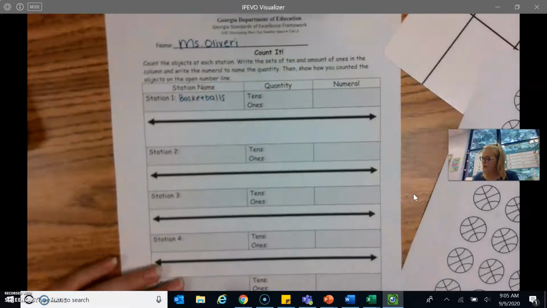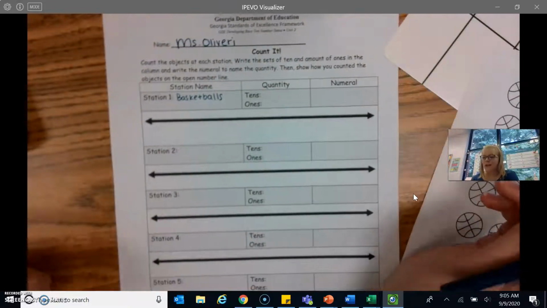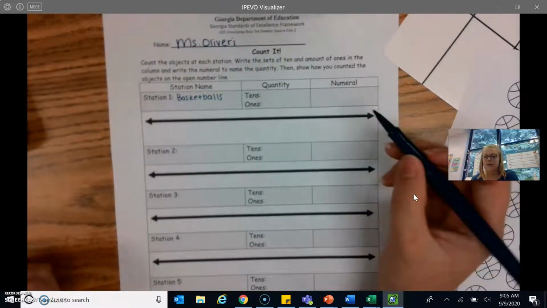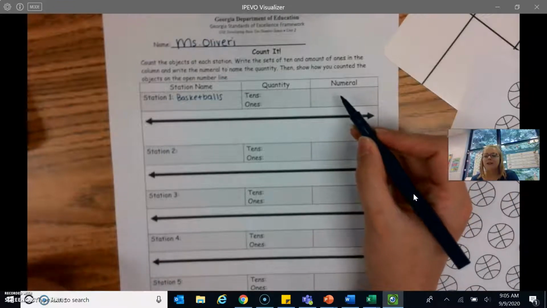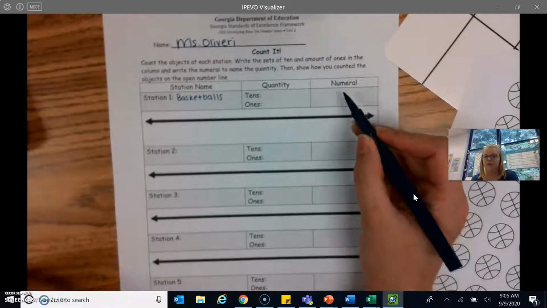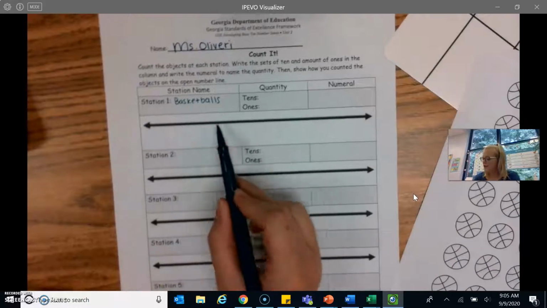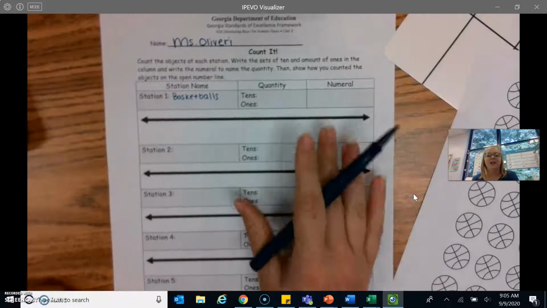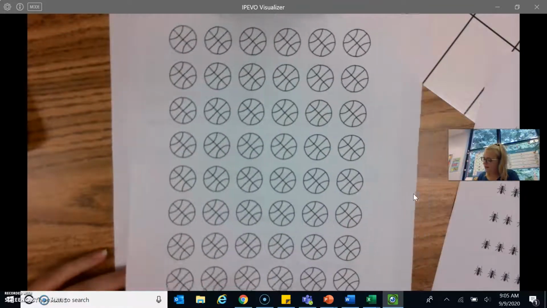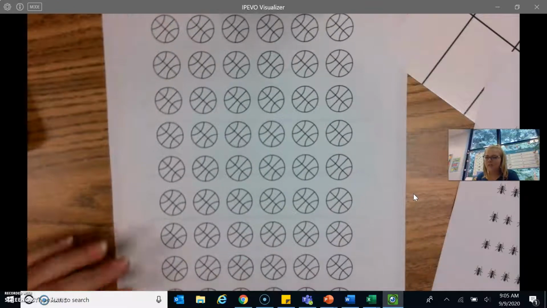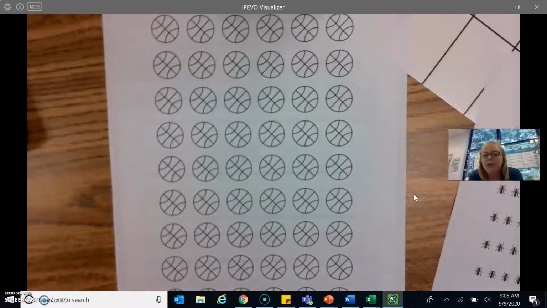You're going to tell me the 10s and 1s that you counted. And you're going to write the number. Okay? So the numeral is the number. Then you're going to show me how you counted on the number line. We'll get to that in a minute though, okay? Alright, let's do the basketballs first. This is a lot of basketballs. So I could count each one by one. Or what's a quicker way I could count them? What do you think? I could make groups of 10, right? I could count in groups of 10.